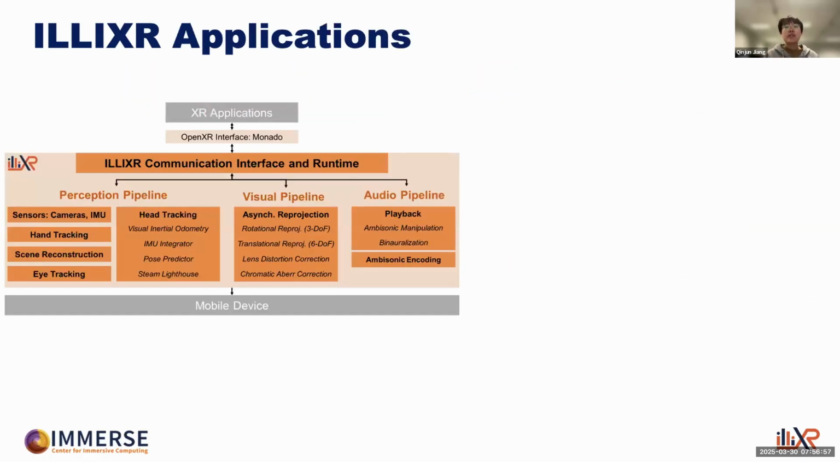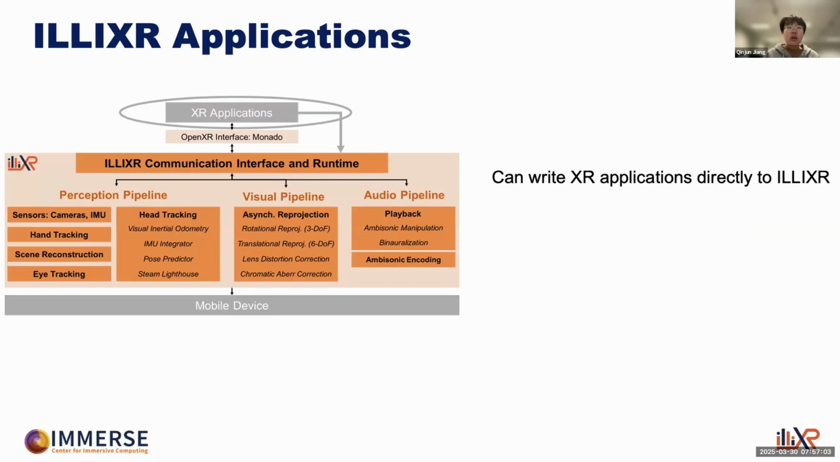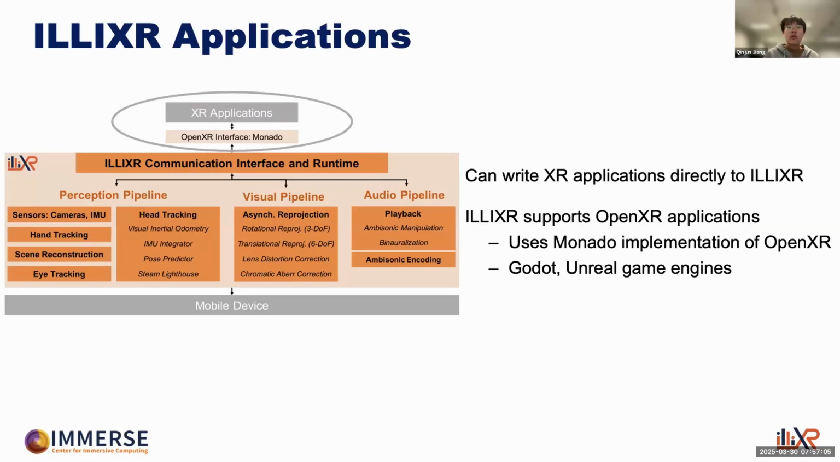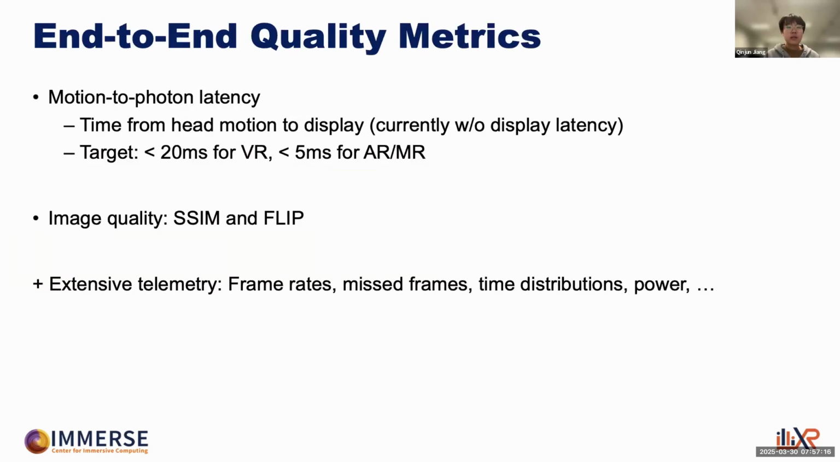So in terms of applications, Elixir supports either writing your own application directly to Elixir, or you can develop applications using game engines such as Unreal and Godot, as long as they are compatible with the OpenXR standards. Elixir enables characterization of the full XR system with very standard end-to-end quality metrics.